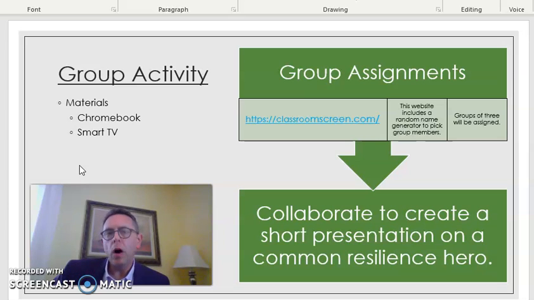At the end of all the group presentations, we would come back together and talk about the various attributes of resilience that were represented by these people that were chosen.